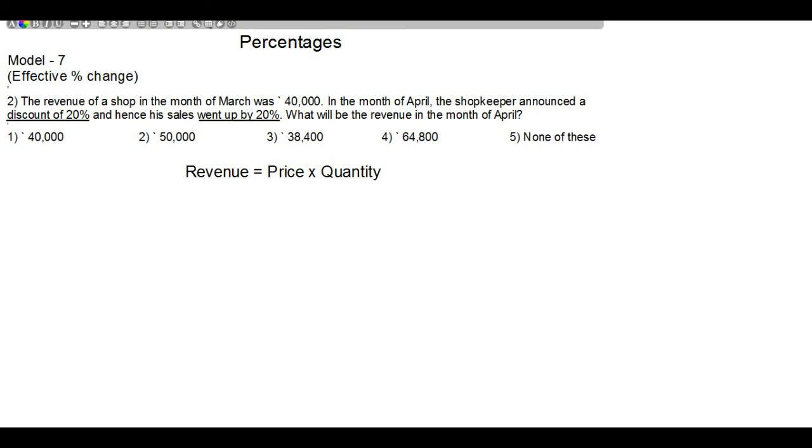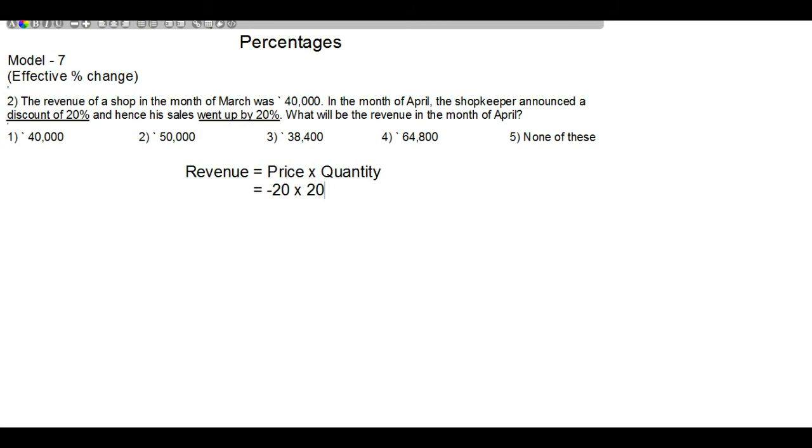Now as you can see here, the shopkeeper has announced a discount of 20%. That means very clearly the price has decreased by 20%, and a decrease of 20% should be taken as minus 20%. Because of that, the quantity or the sales went up by 20%. Went up by 20% is an increase of 20%, which should be taken as plus 20%. And we are supposed to find out the effect on revenue. Now, again, revenue is dependent on price as well as quantity.